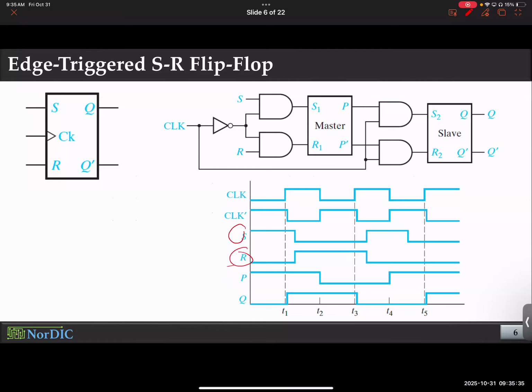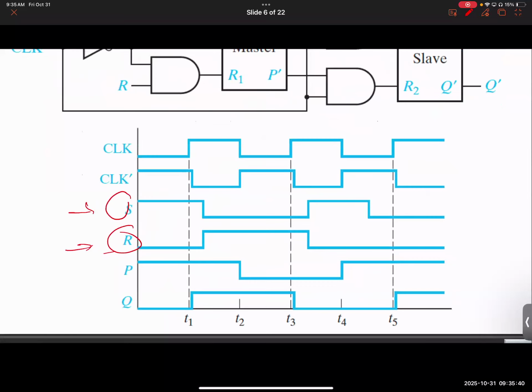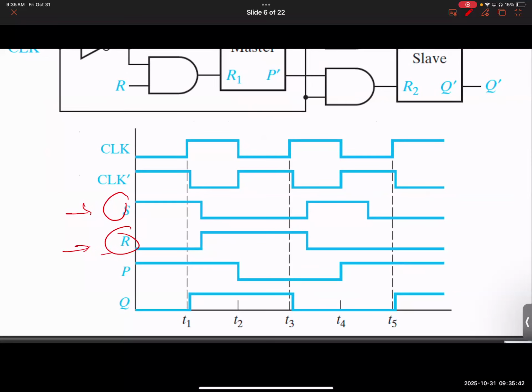Can anybody take a look at these two rows and tell me a combination that is missing? By combination, I mean 0,0, 0,1, 1,0, 1,1, right? For set and reset, just look at the timing diagram here. So this is 1, this is 0. This is 1, this is 0. This is 0, this is 1. This is 1, this is 0. This is 0, this is 1. Which combination don't you see? Thank you. 1,1.